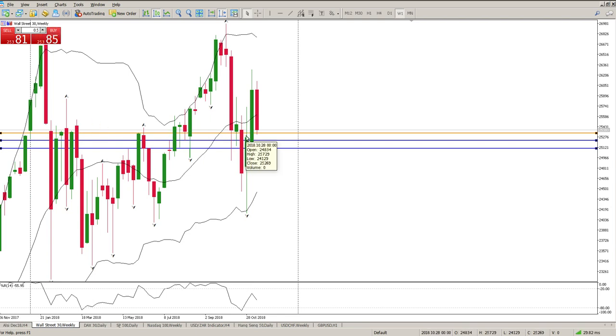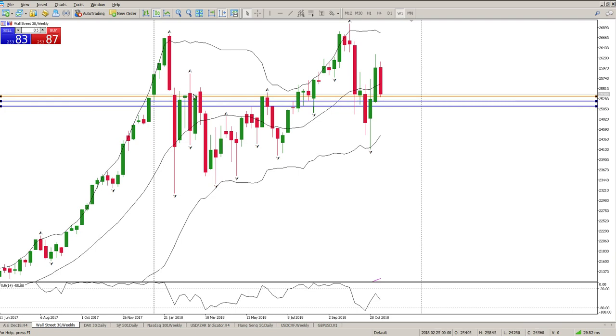Now one way to look at this is that we have broken above this level and we've come back to test this level. So the level I'm referring to is where all these tails are here. Okay, so you see it was used as resistance there, used as resistance there, used as support here, and we're now using it as support again.